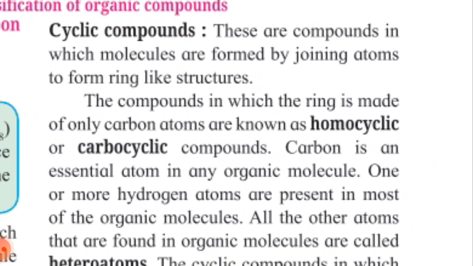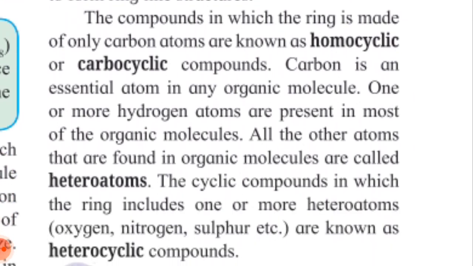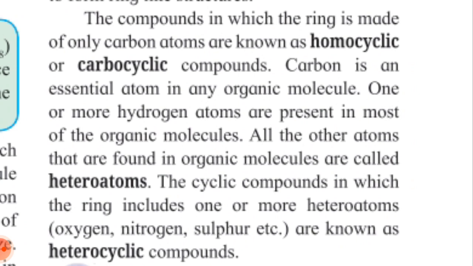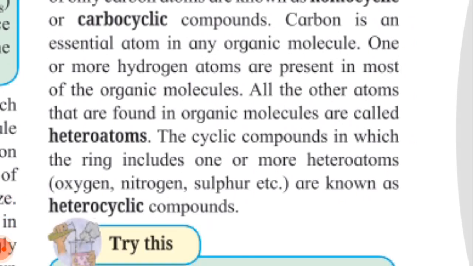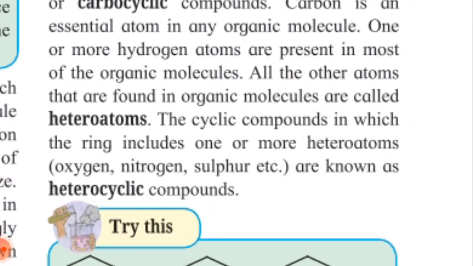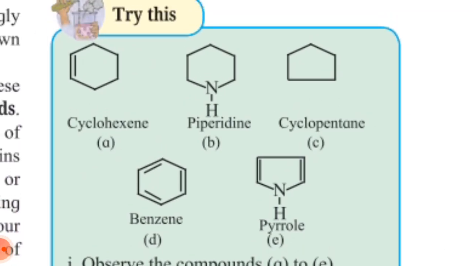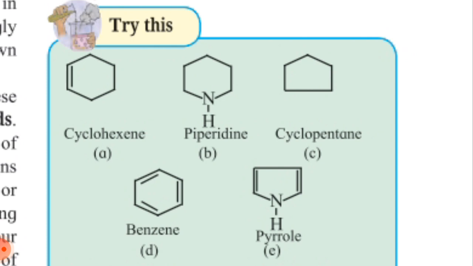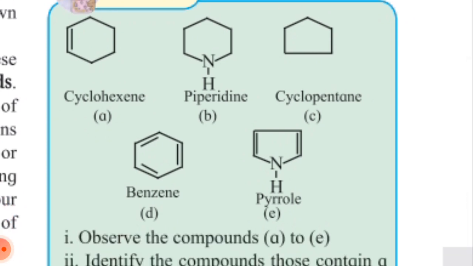Cyclic compounds. These are compounds in which molecules are formed by joining atoms to form a ring-like structure. Compounds in which the ring is made of only carbon atoms are known as homocyclic or carbocyclic compounds. Carbon is an essential atom in any organic molecule. One or more hydrogen atoms are present in most organic molecules. All other atoms found in organic molecules are called heteroatoms. Cyclic compounds in which the ring includes one or more heteroatoms, such as oxygen, nitrogen, or sulfur, are known as heterocyclic compounds. Try this: cyclohexane, piperidine, cyclopentane, benzene, pyrrole.